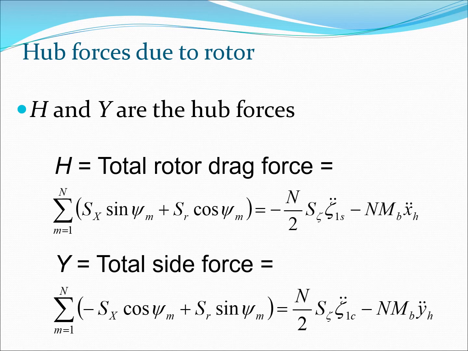So H and Y are the hub forces, and to obtain these forces we essentially use the Sx and Sr values and perform this summation from m is 1 to n. If we do that, we get these two equations. Now you can clearly see one part of this involves zeta, and this comes from the zeta part of those forces which we saw in the previous slide. And the second part involves xh double dot and yh double dot, and that comes from the forces related to the hub motion. So once we get these two, we are then in a good position to write the equations.